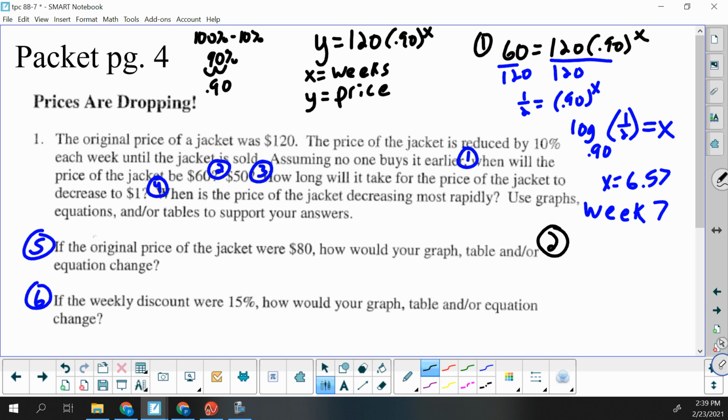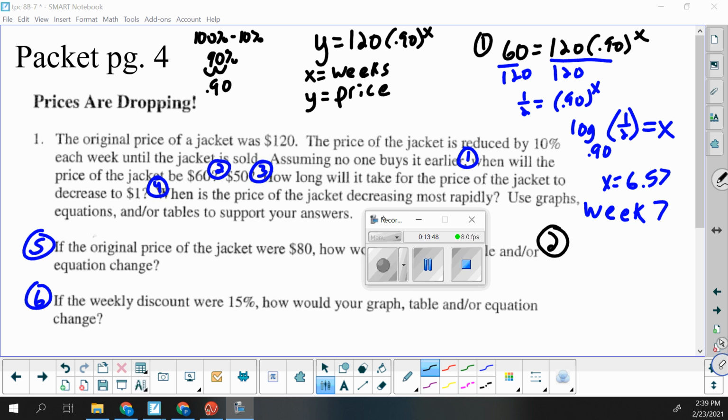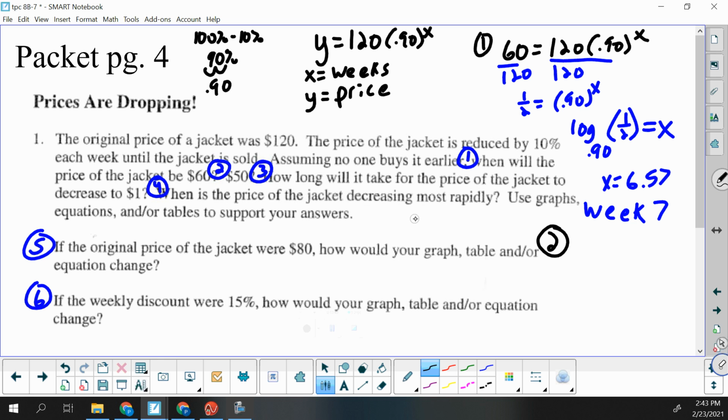So let's have you take a second and do the second question on your own. Again, see if you can do the one for $50 and solve for x.